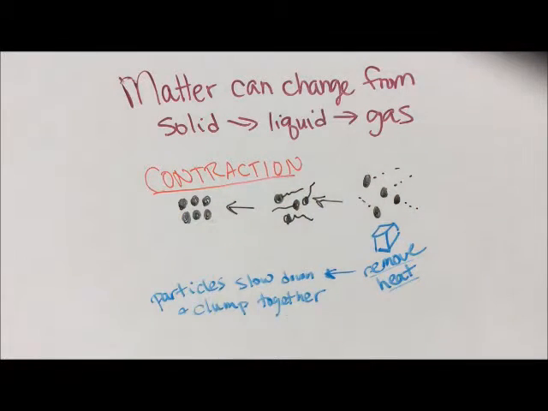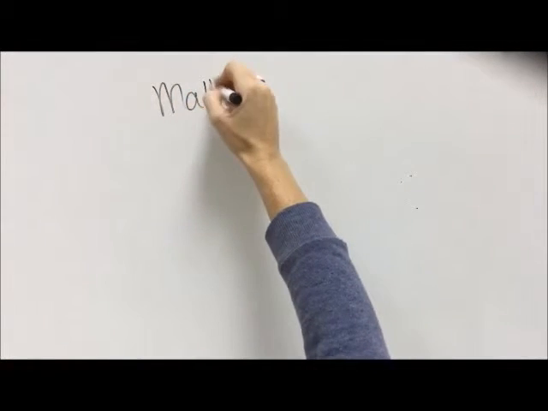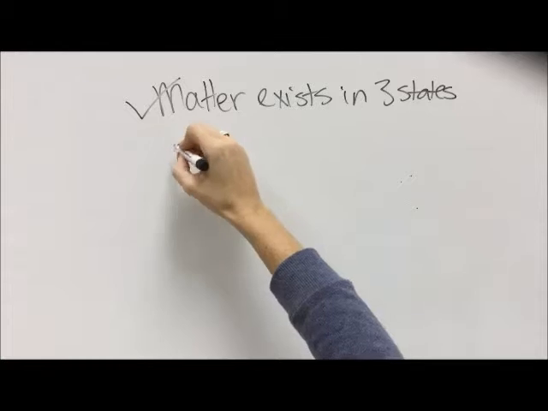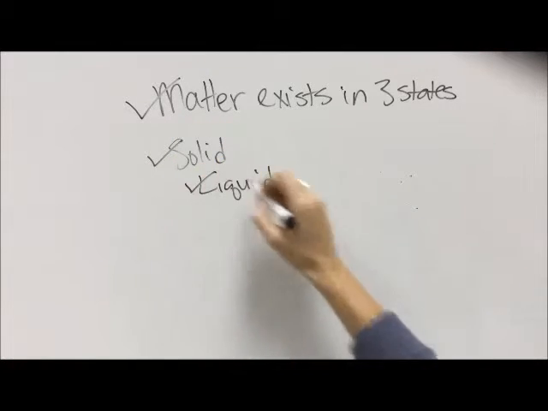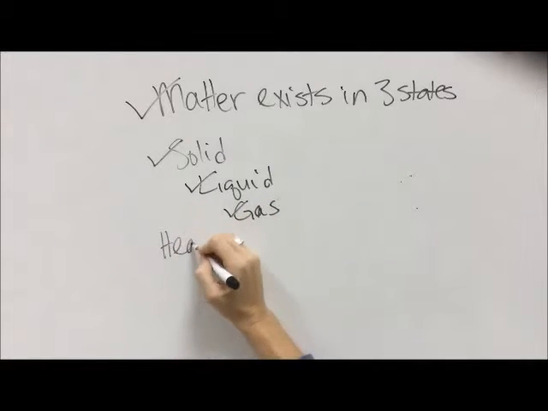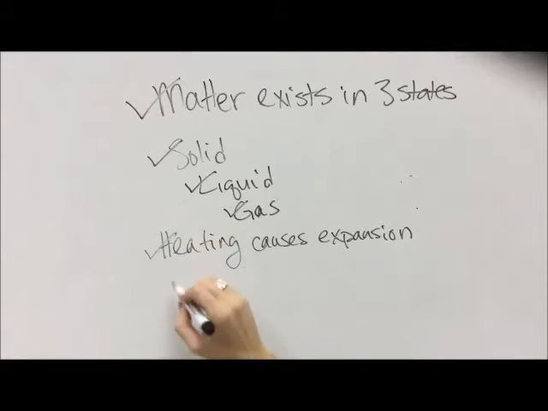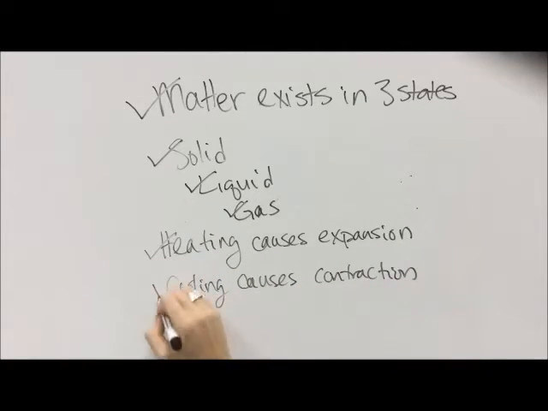Even in a sidewalk, if you go outside on a really cold day and you look at the lines in between the sidewalk, they're bigger than if you go outside on a really hot day, when all of that concrete will expand because it got hotter and take up more space, and the cracks will get smaller. So matter exists in three states: solid, liquid, and gas. Heating matter causes expansion for the particles to speed up and spread apart, and cooling causes contraction, which causes them to slow down and clump together. And that's how we get changing from one state to another.